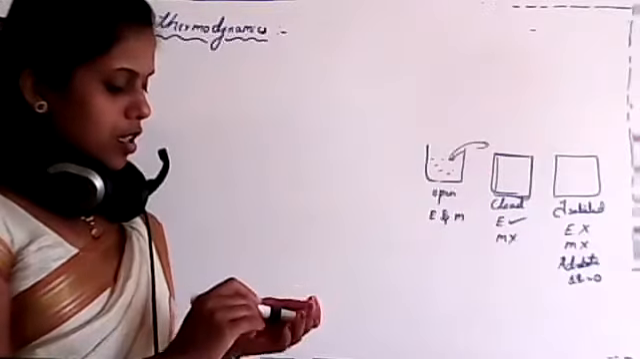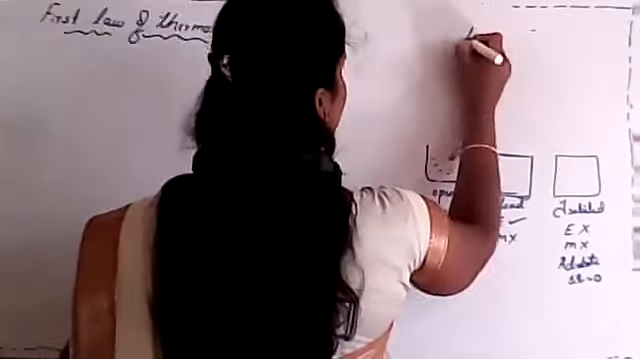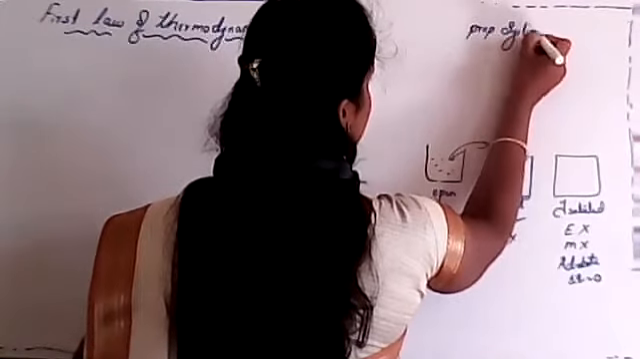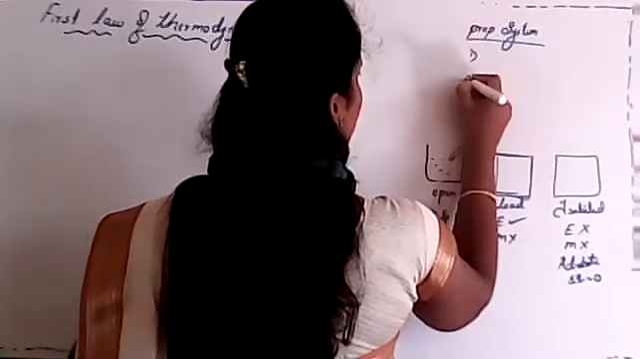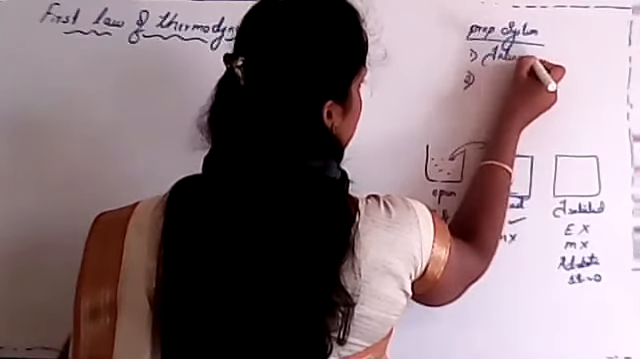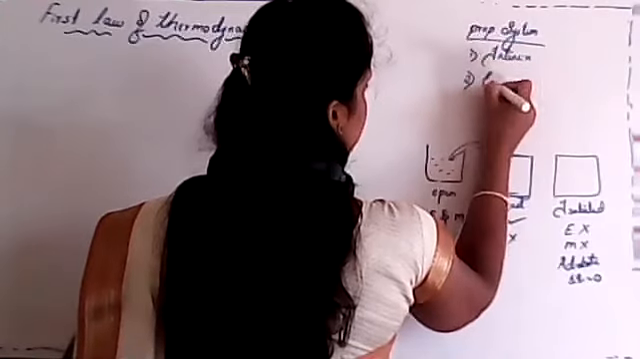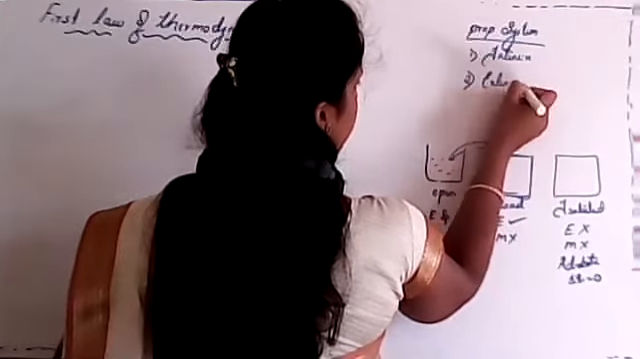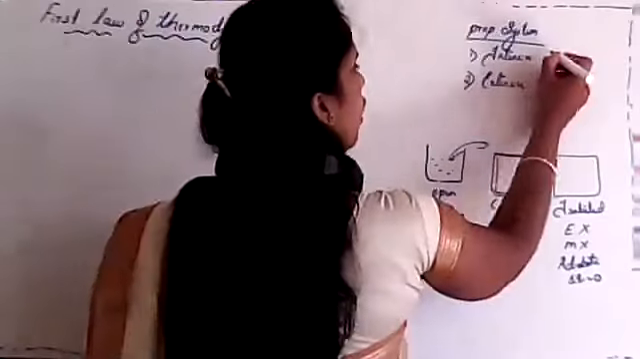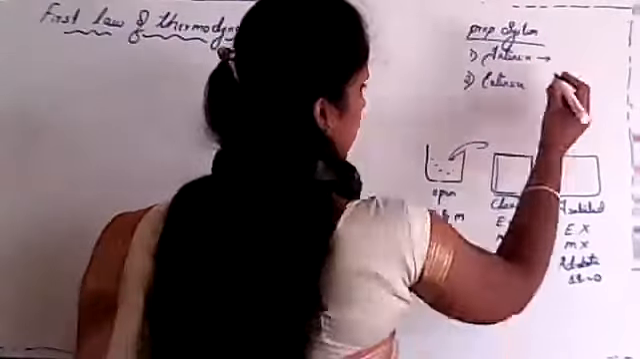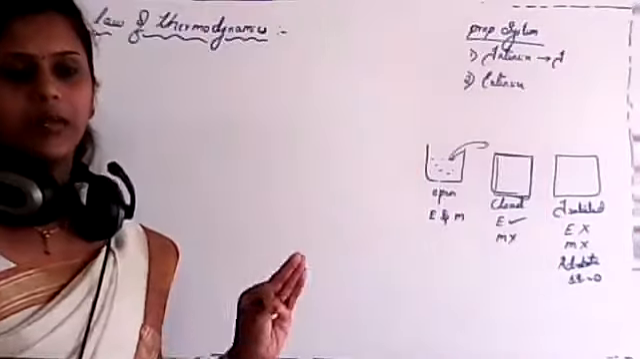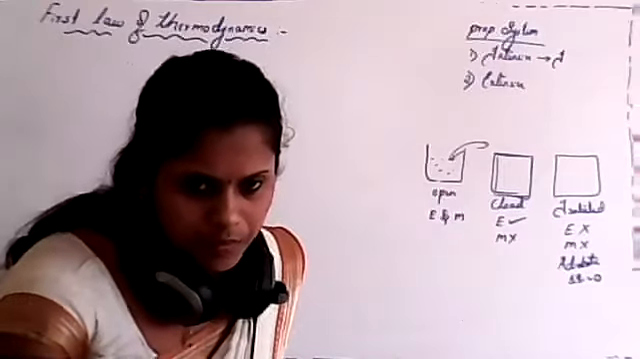Further, we consider properties of the system. What are the properties of the system, students? There are 2. First one is intensive property. Second one is extensive property. First one is intensive, second one is extensive. What do you mean by intensive property? Intensive properties are nothing but fundamental properties.